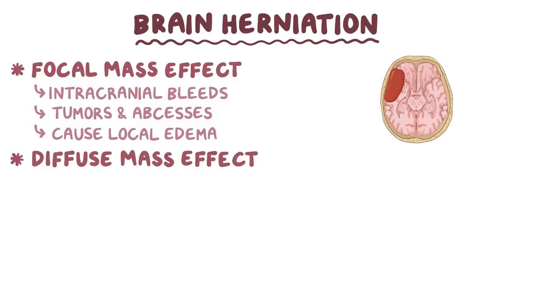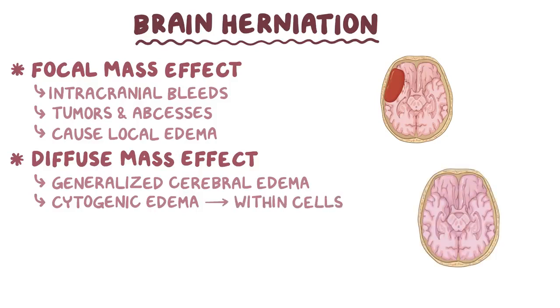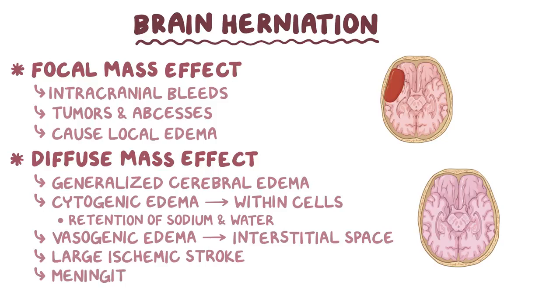Diffuse mass effects are caused by generalized cerebral edema, which is an excessive buildup of fluid throughout the brain tissue. There's cytogenic edema, which is when there's fluid buildup within the cells of the brain due to a retention of sodium and water, and there's vasogenic edema, which is when fluid builds up right outside of the cells, in the interstitial space. Some causes of cerebral edema are large ischemic strokes or meningitis.